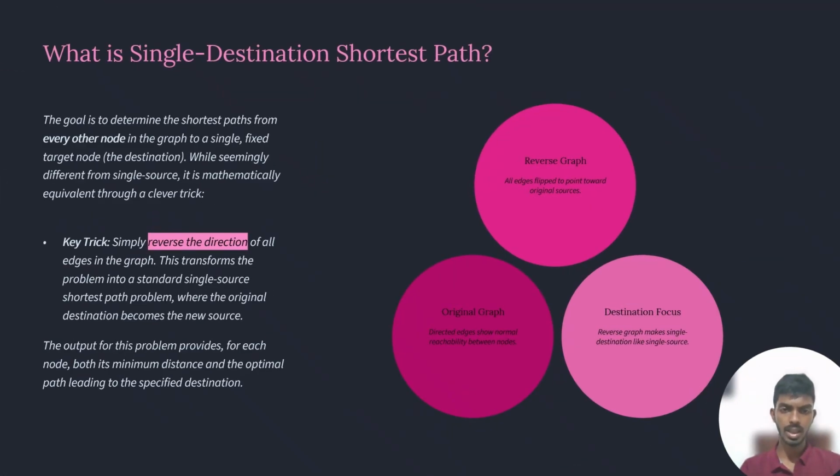Okay, now let's see what the single destination shortest path is. The goal is very simple. We get a given graph and one destination node, say node E, and find the shortest path from every other node to E. The surprising part here is it's not really different from single source. The magic trick is to reverse all the edges and directions. Now the destination becomes the source, and we can use a standard single source algorithm.